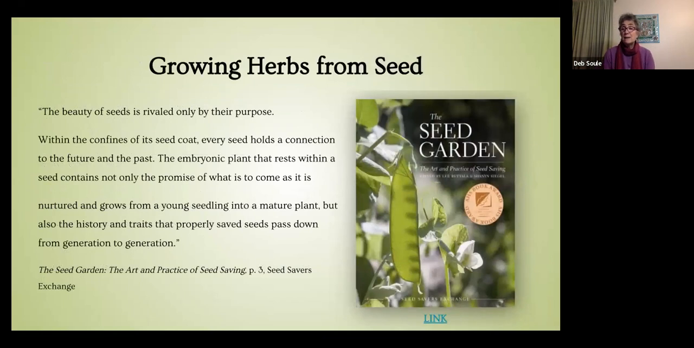And this is a book. There are a few more books coming out right now about growing and saving seed. This is one, The Seed Garden by the Seed Savers Exchange, that I think is a really good book. It is focused on growing and saving vegetable seeds. I'm hoping maybe at some point somebody in the medicinal herb world will write the medicinal seed garden book. But for now, for those of you interested in saving some seed, this book is good, and I'm sure there will be others that you might find are good on saving seeds.